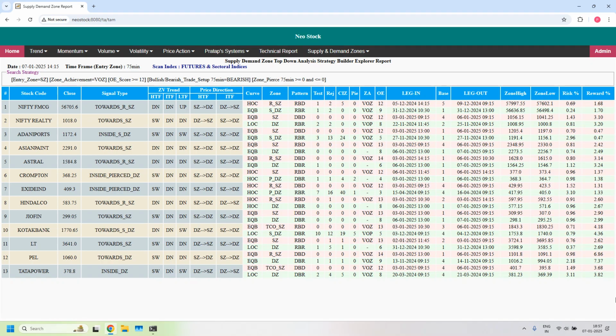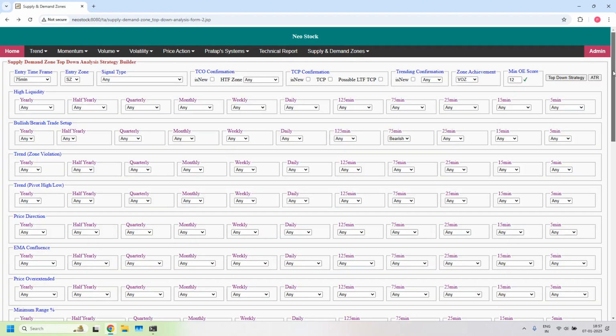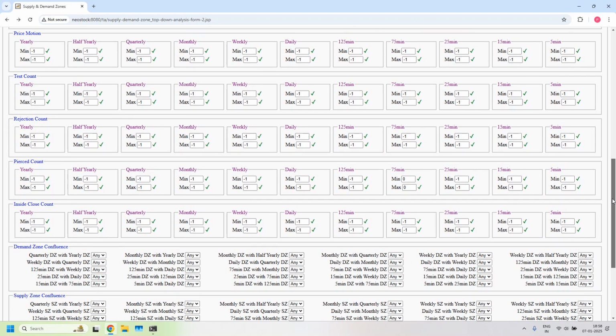And these entry time frame zones are 75 minute supply zones. All these red color zones, 75 minute supply zones. Out of these 13 75 minute supply zones, some are already high probability setup zones based on the high liquidity zones. We can further filter based on the zone confluence also. So first filter in the zone confluence is LTF and ITF supply zone confluence. Let us filter. That is 75 minutes and daily supply zone confluence.